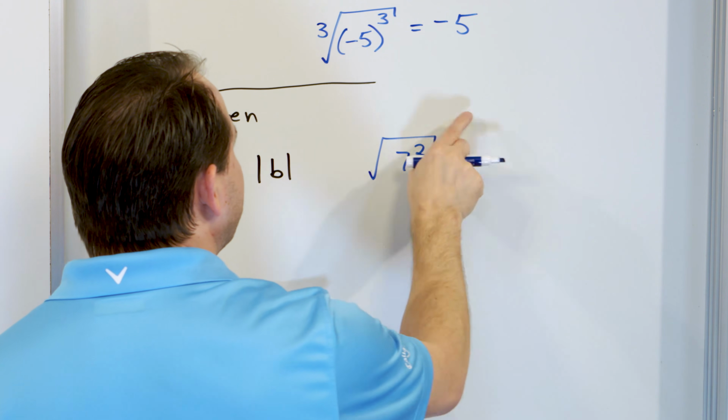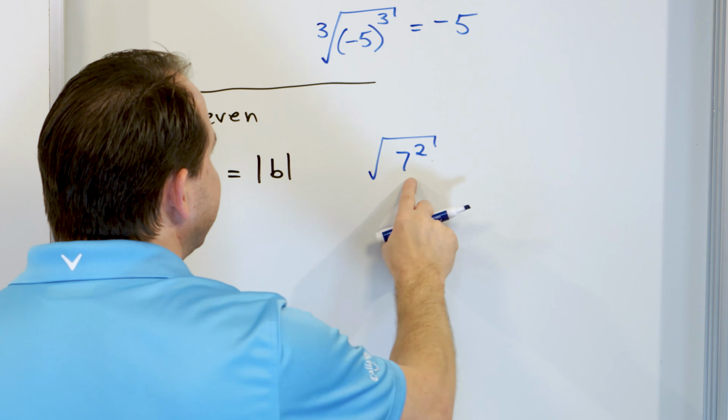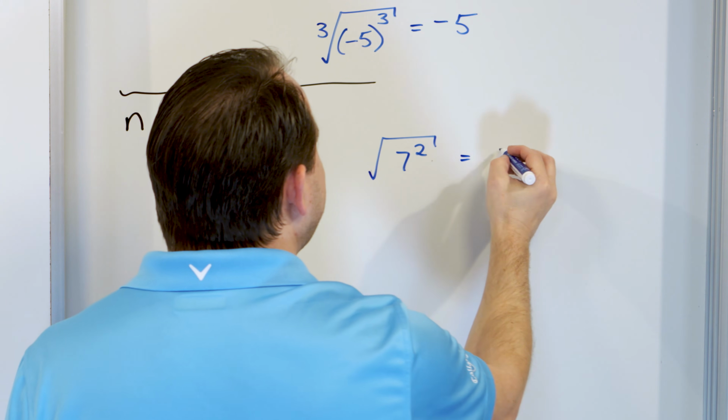7 squared, and I'm taking the square root of that. So the square root will cancel with the square. Another way to think of it is you can say this is 7 times 7 in a factor tree. Circle it, pull it out. Okay, so the answer is 7.